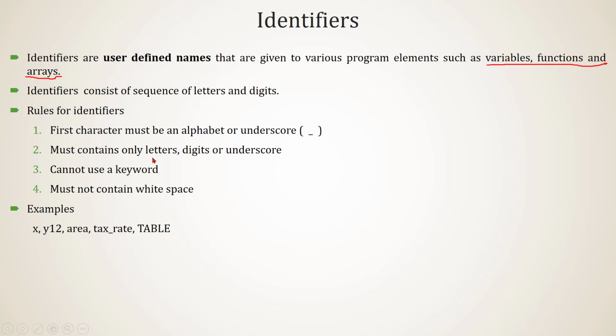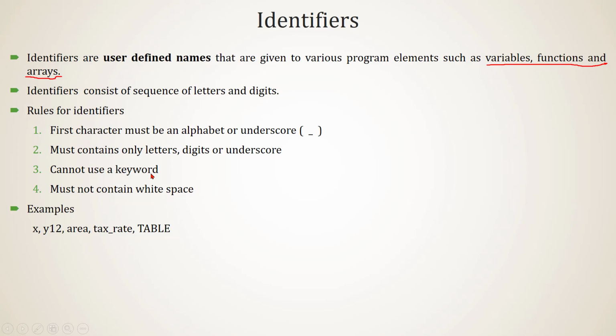Must contain only letters, digits, or underscore. In identifiers we can include letters, meaning A to Z, either uppercase or lowercase or any combination. Digits also, any combination of digits can be used. And also we can use underscore. No other symbols are permitted in the identifier. Cannot use a keyword. We already studied the 32 keywords. We can't use any of the 32 keywords as an identifier.